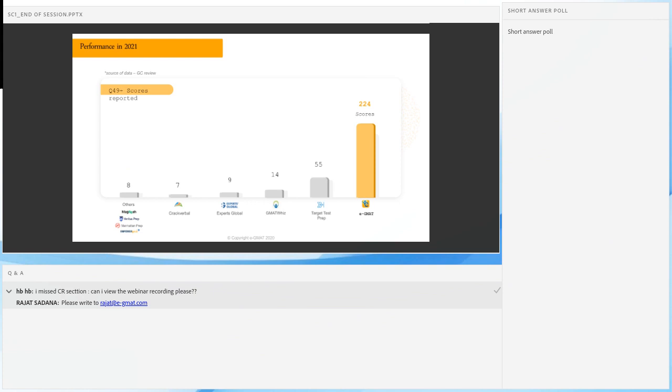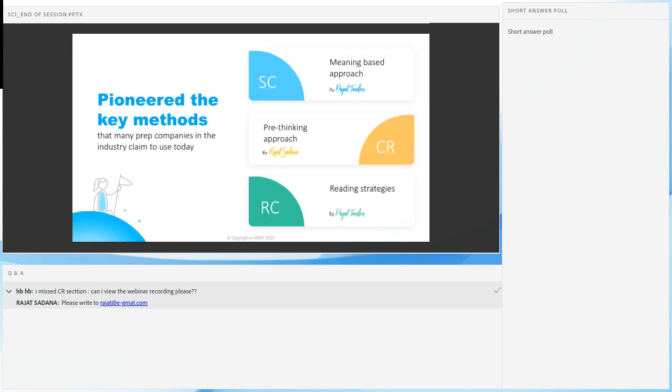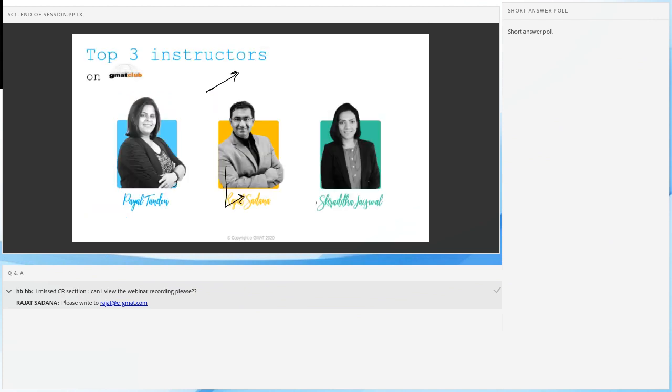And not just in quant, even in verbal as well. We have a verbal session and a quant session tomorrow. A lot of you know us for verbal, but if you look at data from 2021, ever since our launch of the Quant 2.0 product, we've accounted for more Q49-plus scores than pretty much everyone else combined. The reason for that is the focus on methods. We've invented most of the methods that exist. The meaning-based approach was invented by our co-founder Payal Tandon. Similarly, she invented reading strategies in RC as well, and process skills in quant.